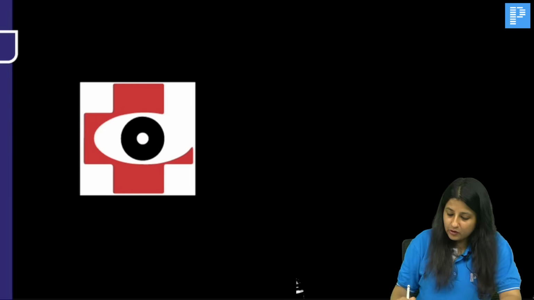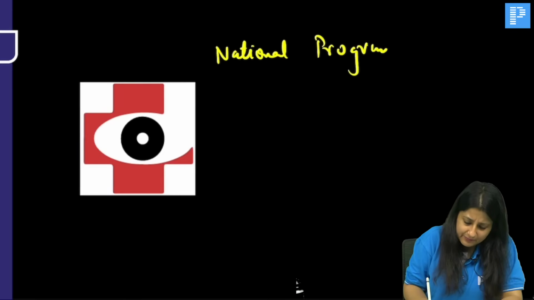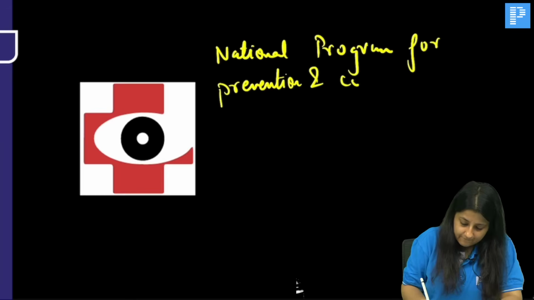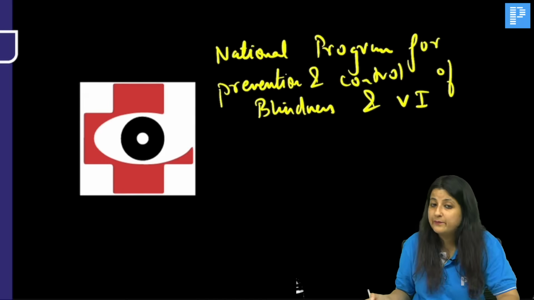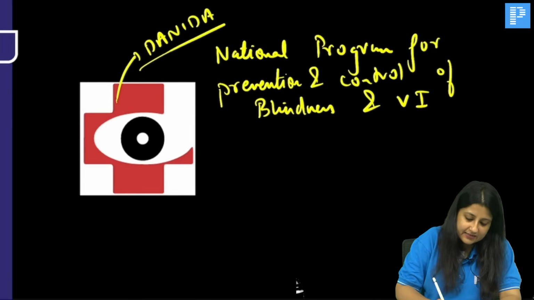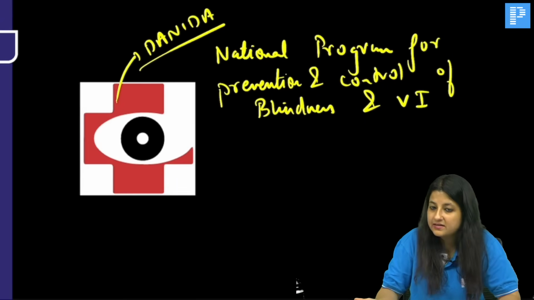Okay. One more thing, whose image is this one? Very, very easy to remember. ये कौन सा image है? National Program for, the name is big, for Prevention and Control of Blindness and Visual Impairment. Now this behind is actually DANIDA. DANIDA supports the blindness control program in India.